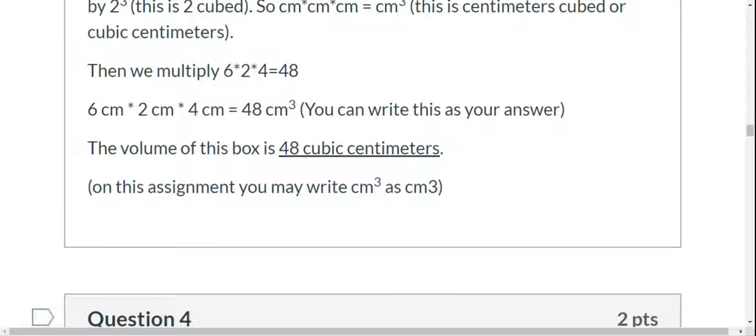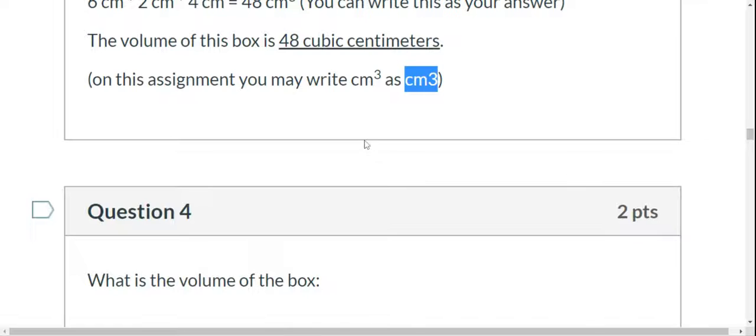And I know on this assignment in Canvas, it's hard to do an exponent. Some people put a caret in, and I appreciate that. That was another way that you could do that. But I just said you could write it as just CM3 without it being a superscript.